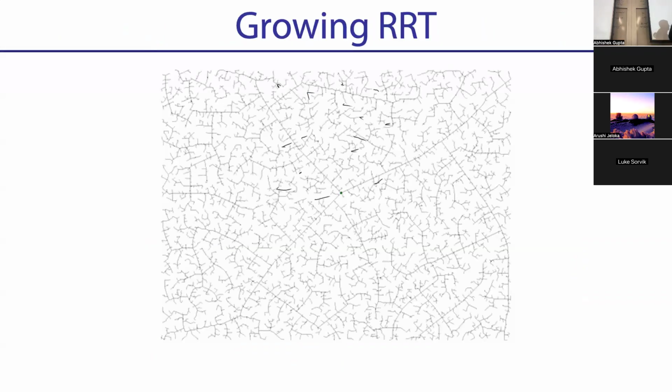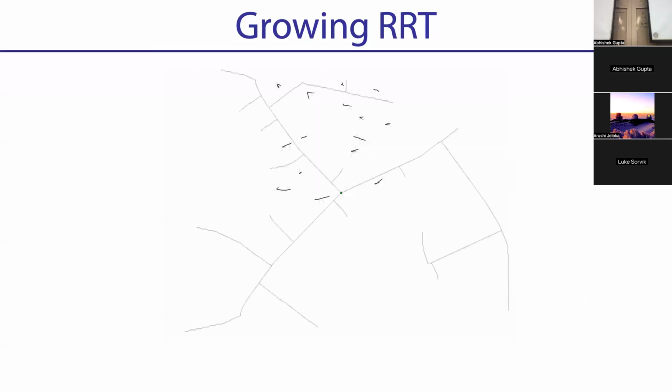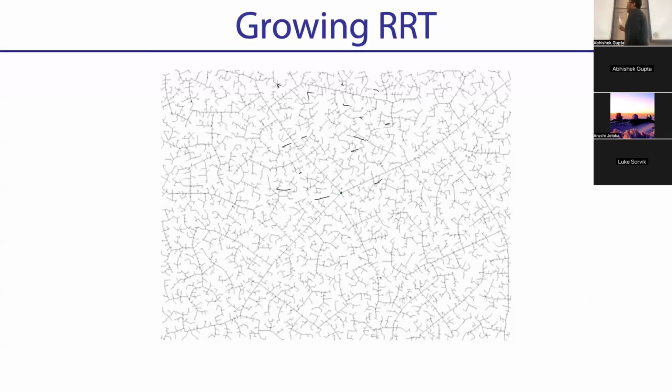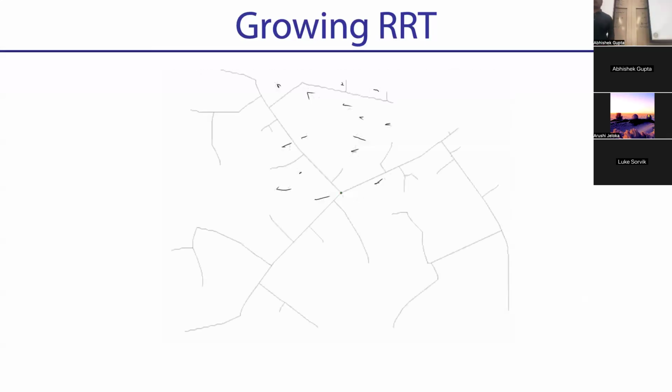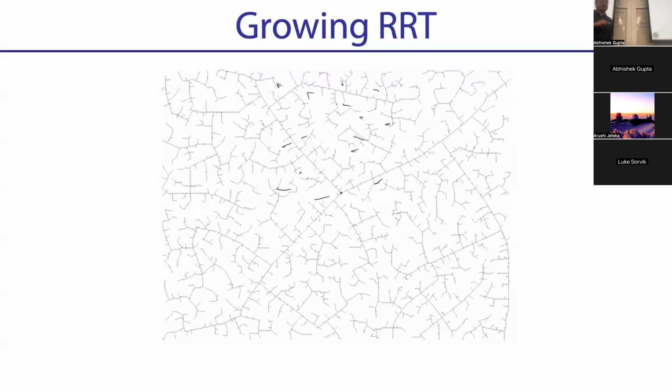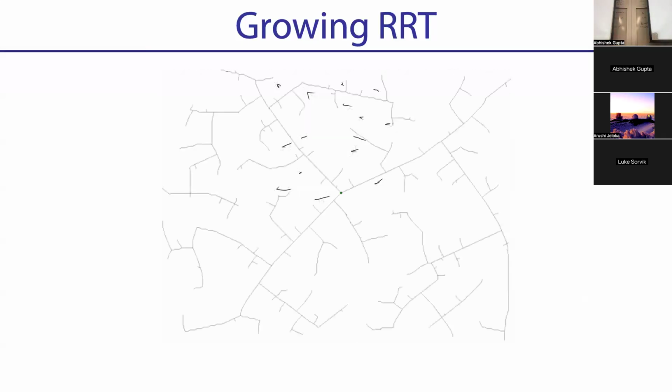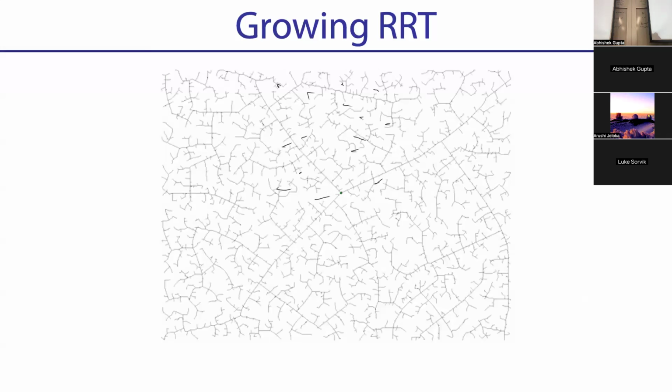And so RRT is one of these asymptotically complete algorithms, which means that the longer you run it, the higher chance it has of finding a collision-free path to the goal. So it's probabilistically complete. It's not always going to find a path to the goal, but with high likelihood, in the limit of infinite samples, it'll find a path.